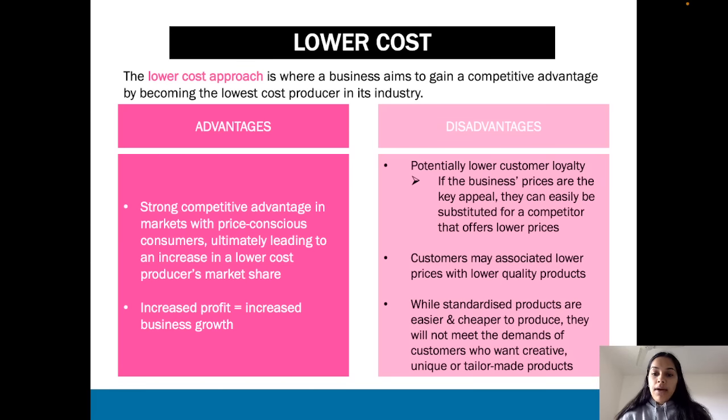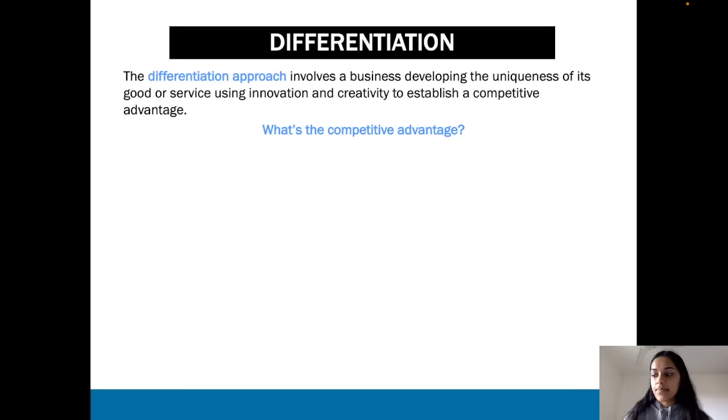Also, customers might associate lower prices with lower quality products. So looking at the price, they might think that it offers lower quality, and therefore they might not buy from these kinds of businesses. And then also, with businesses that follow the low-cost approach, their products tend to be standardized. So they might not be meeting the demands of customers who want more unique or tailor-made products. So that could potentially lose some sales since they aren't really appealing to those kinds of customers.